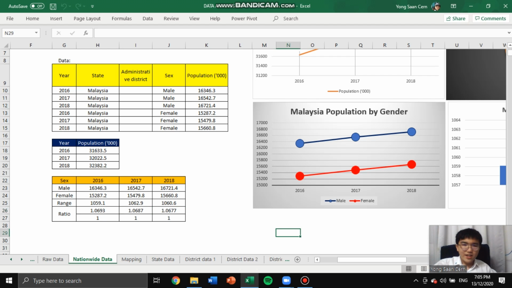Okay, so this is the Malaysian population by gender. As you can see here, the trend of the population is steadily increasing, so it doesn't matter whether it's male or female. The trend of increasing is the same for both, and there are hardly any differences based on this line chart. Both male and female increase proportionally.